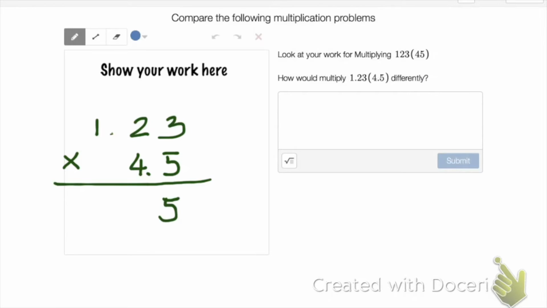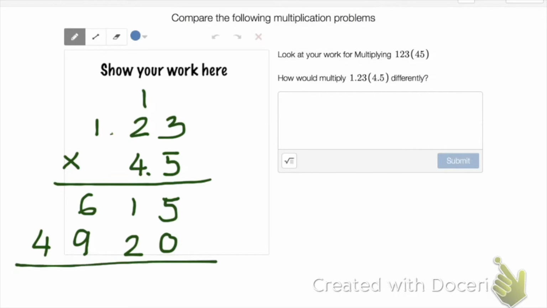5 times 3 is 15. 5 times 2 is 10, plus 1 is 11. Right, 1, carry 1 over. 5 times 1 is 5, plus 1 is 6. Now we're done with the first number. We move on to the second one. 4 times 3 is 12. We write 2. Remember 1. 4 times 2 is 8, plus 1 is 9. 4 times 1 is 4. And we put the extra 0 here. 5 plus 0 is 5. 1 plus 2 is 3. 6 plus 9 is 15. And 1 plus 4 is 5.